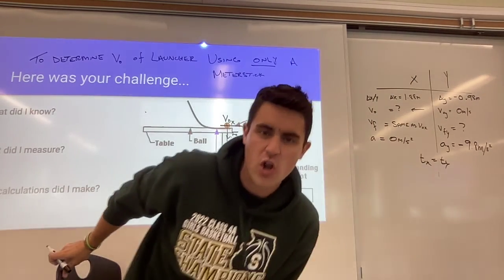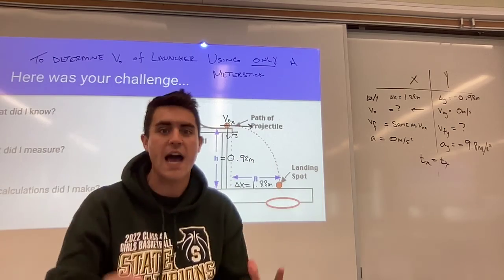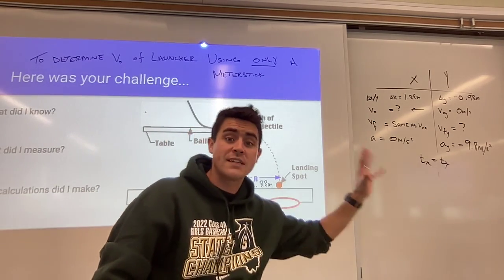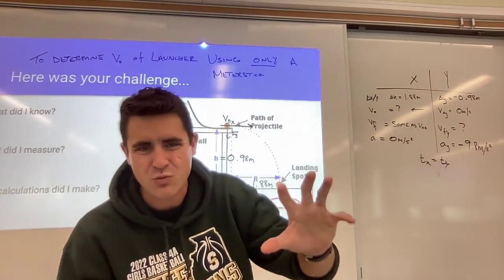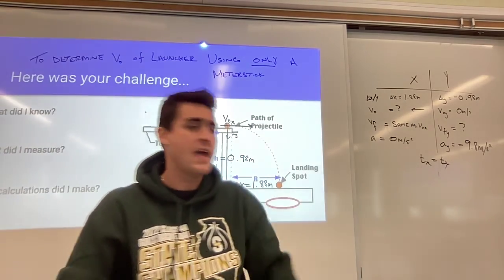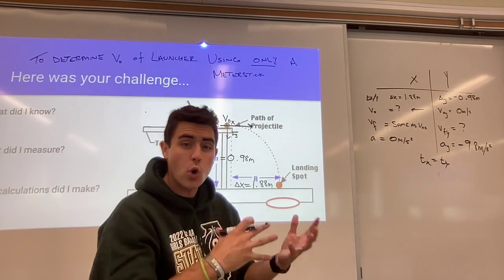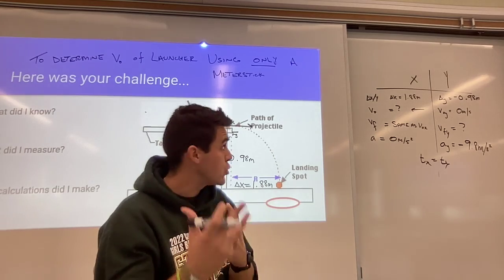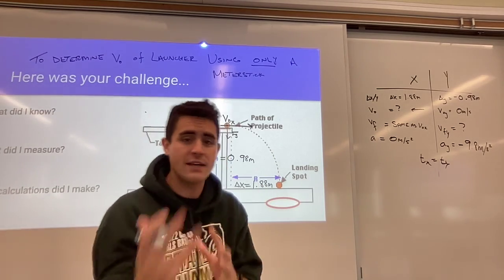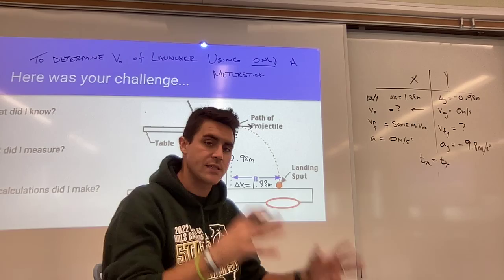And I feel weird calling it tx and ty because it's just time, but what I mean is time as it moves horizontally is equal to, the same as, time as it moves vertically. So the only way I can communicate between the x and y independent directions is through this time variable.